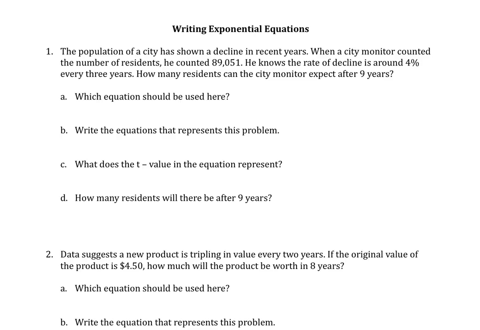The population of a city has shown decline in recent years. That tells me it's decreasing, it's decay. When a city monitor counted the number of residents, he counted 89,051. He knows the rate of decline is around 4%. Percent tells me which equation I'm going to use. Every 3 years. How many residents can the city monitor expect after 9 years? So which equation setup are we going to use? We are going to use the one with an R. And since it's decline, we are going to make sure we subtract that R.